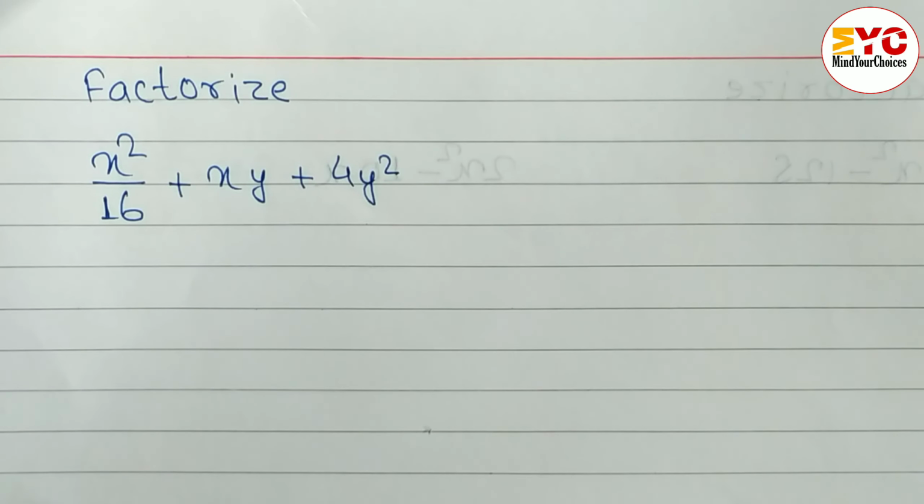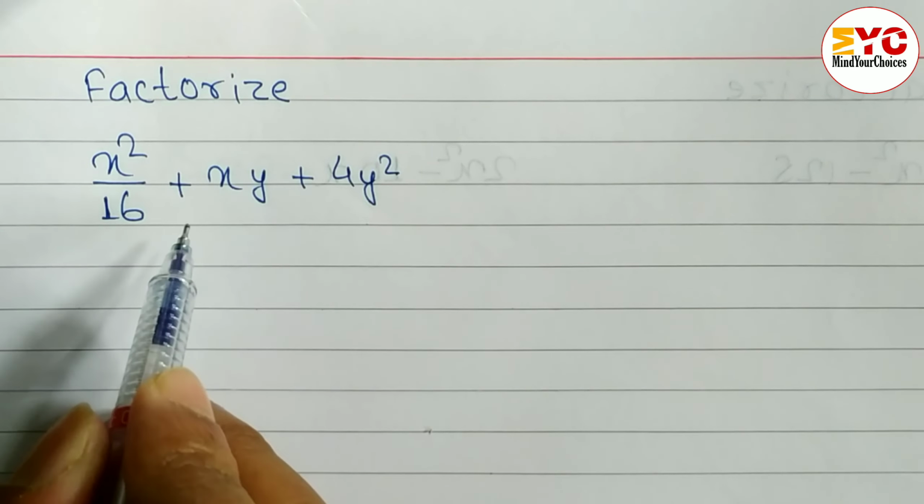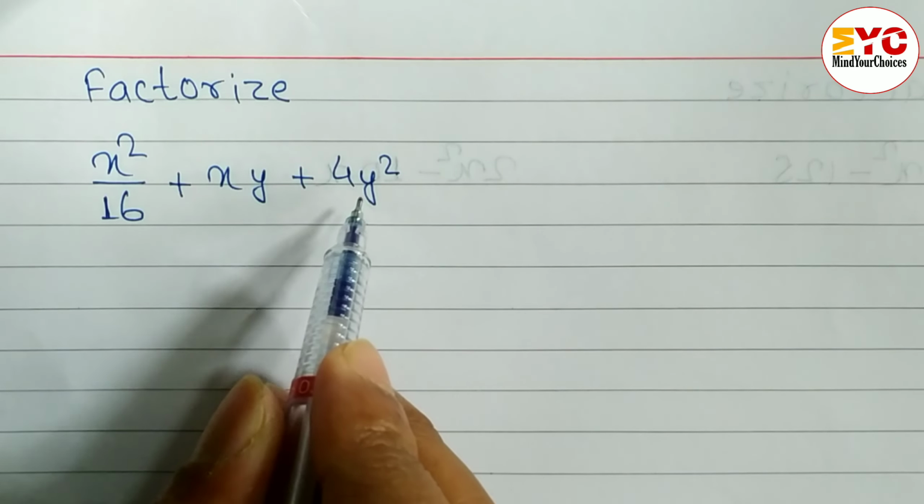In this video, we will learn how to factorize easily. You can see here we have the expression x square by 16 plus xy plus 4y square.